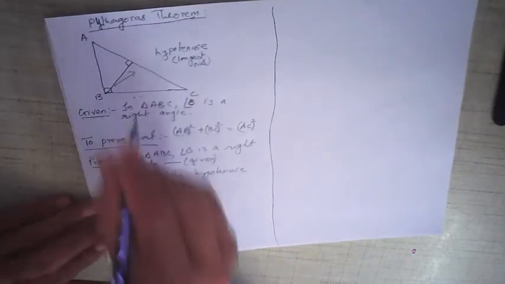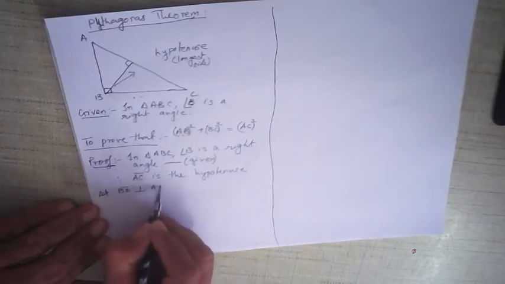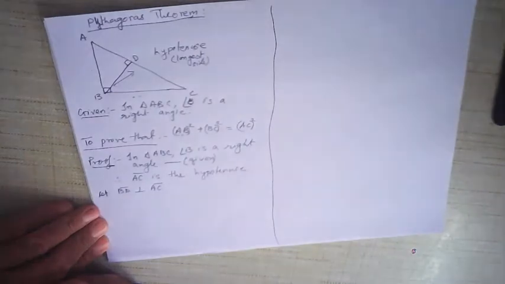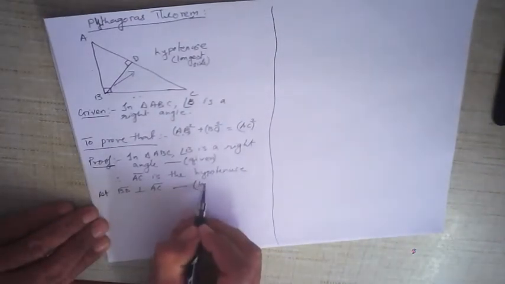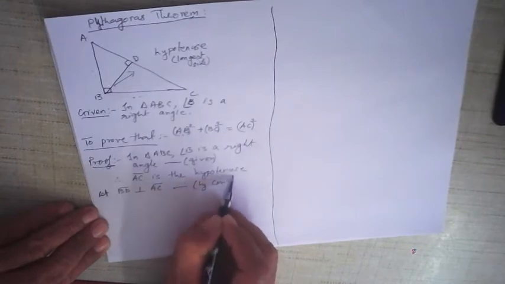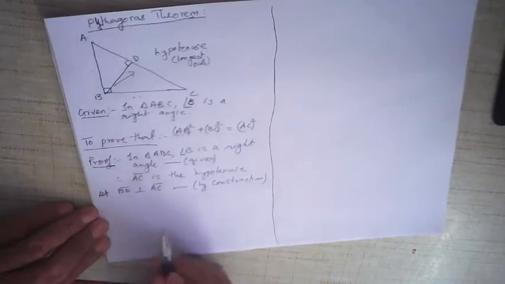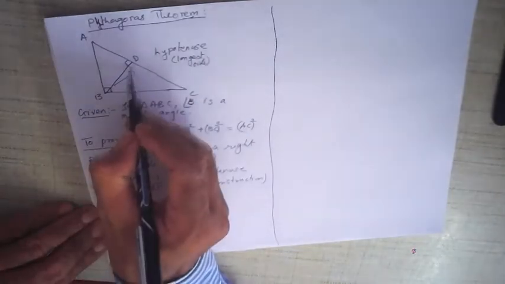Now, let BD be an altitude on AC. Okay, let us call this point D. Let BD be an altitude on AC. This is by construction. What reason should we give? By construction, we have constructed BD an altitude on AC. So obviously this is a right angle.